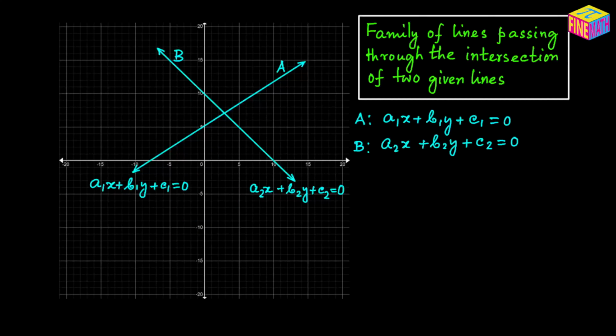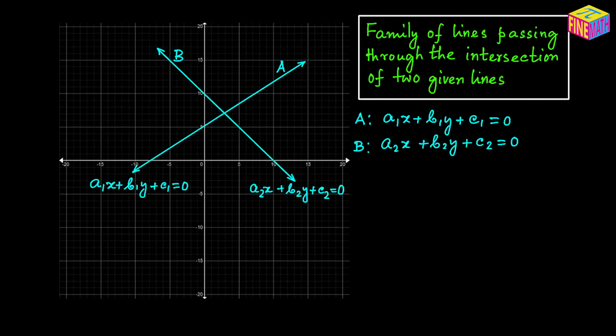And finally, we are going to see how to determine the equation of a family of lines passing through the intersection of two given straight lines. Say for example, we have been given the equations of two straight lines, straight line A, whose equation is a sub 1 times x plus b sub 1 times y plus c sub 1 equals 0, and the straight line B, whose equation is a sub 2 times x plus b sub 2 times y plus c sub 2 equals 0. So we have been given these two equations.